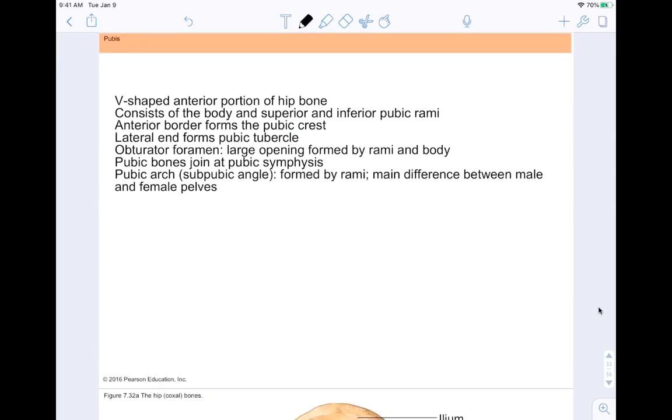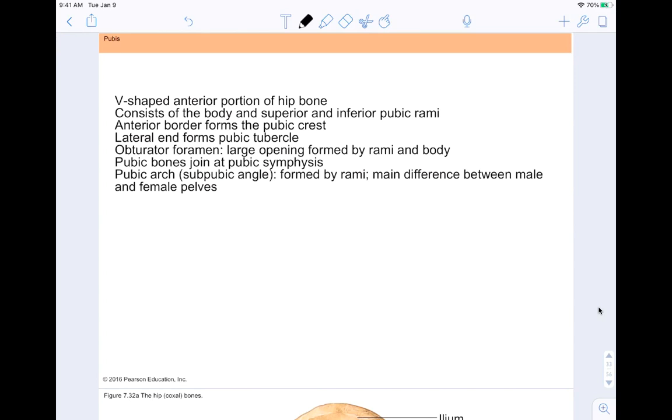Okay, then the pubis. Remember, the pubis is the wrapped around part that forms the front, your pubic bone, the front part. It's a V-shaped anterior portion of the hip bone. It consists of the body and superior and inferior pubic rami.